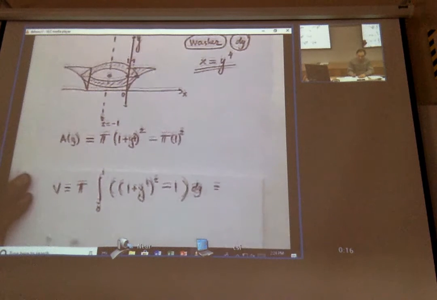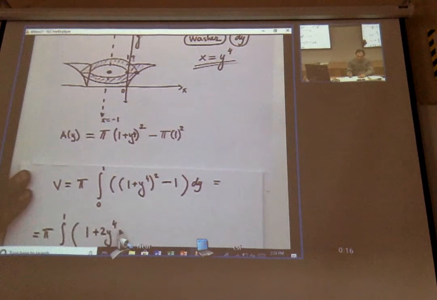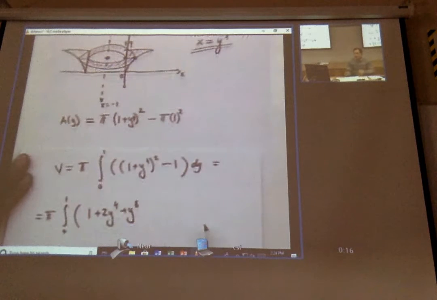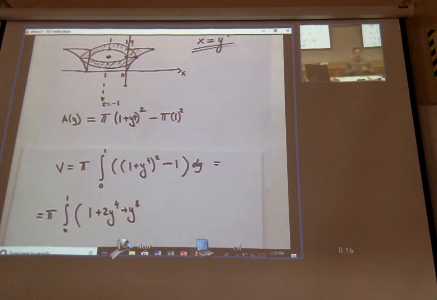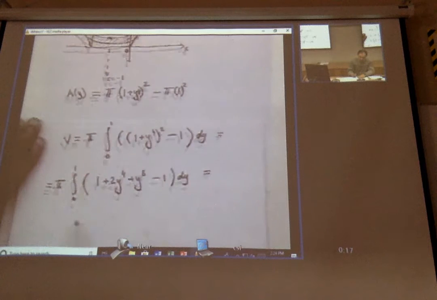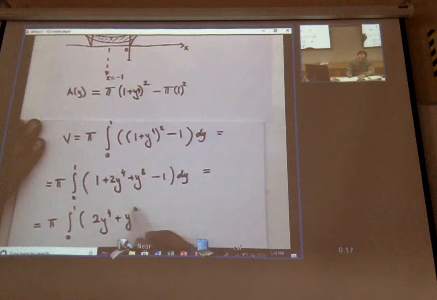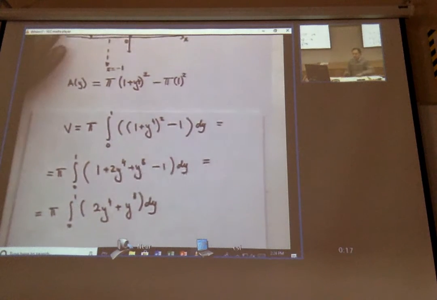So from 0 to 1. Again, look at the function, very simple one. We just have to open parentheses. So we have 1 plus 2y to the 4th plus y to the 8th. Please do not forget, we're not distributing the power. We're actually writing it twice. And then FOIL if you like. Minus 1. And as we take care of the like terms, we have 2y to the 4th plus y to the 8th, and dy. So that's what we have for that integral.